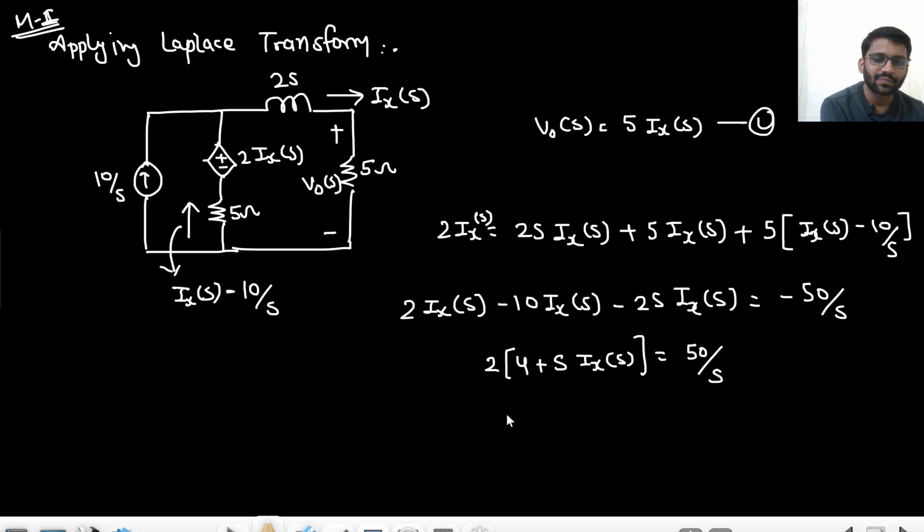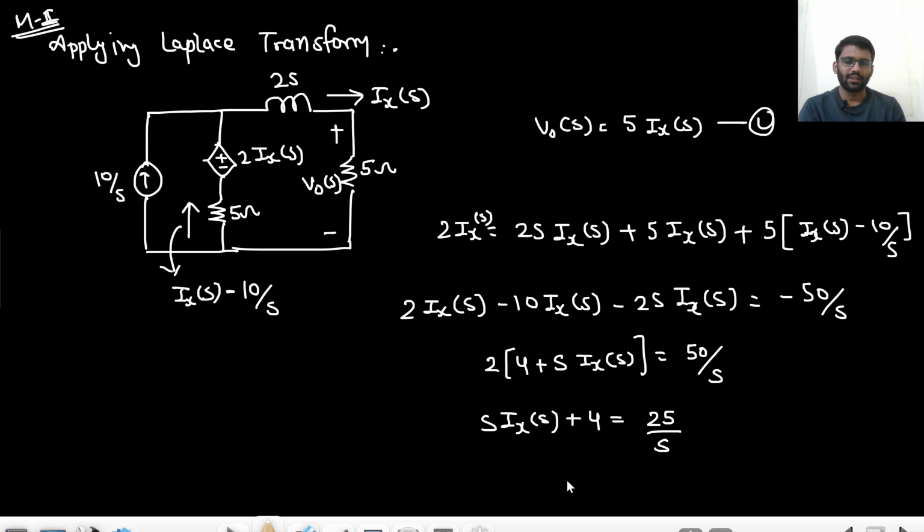Right? So Ix of S equals plus 4. I'm doing the calculation right, I guess. It would be 25 by S. Right?